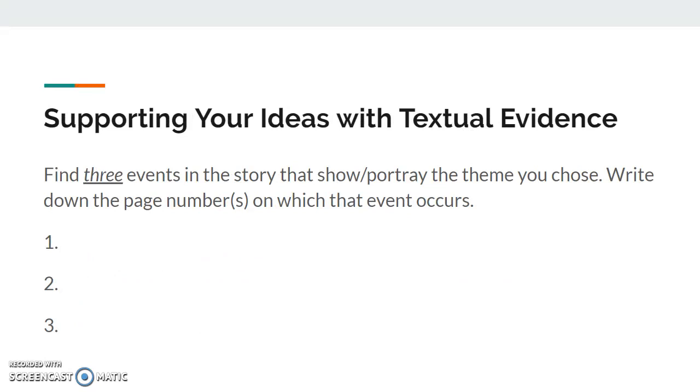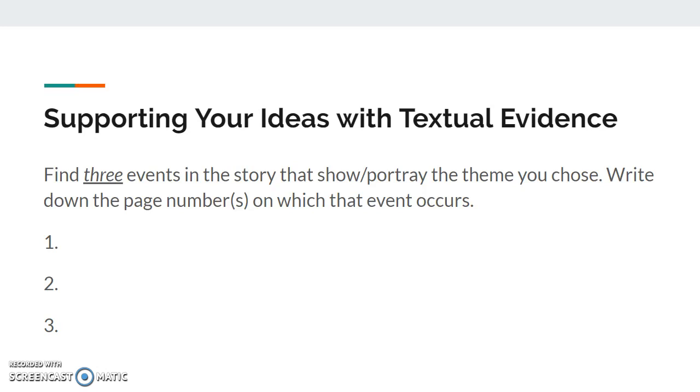The next thing you need to think about is supporting your ideas with textual evidence. So I want you to think about 3 events in the story that portray the theme you chose. So say we're talking about childhood, how we cling to it. Find 3 examples of someone wishing they were younger, wishing they could act more immaturely. And as you brainstorm, write those events into your writing portfolio.